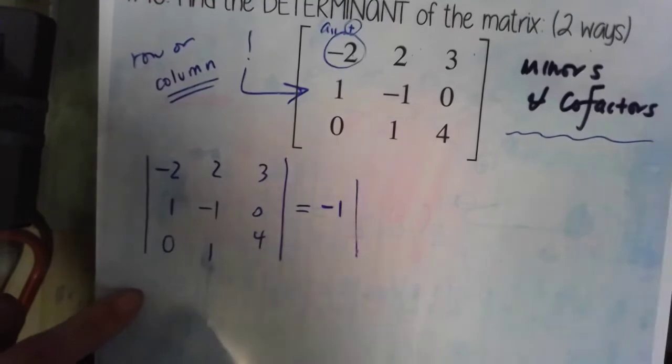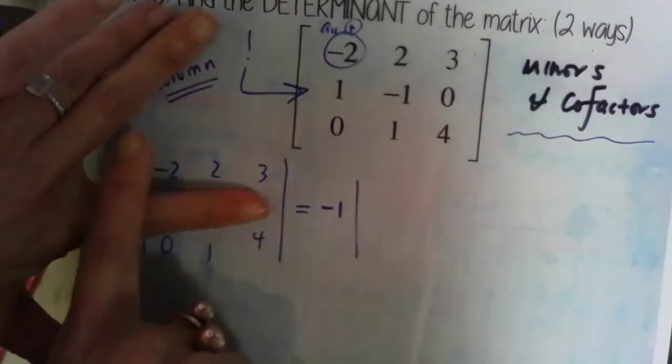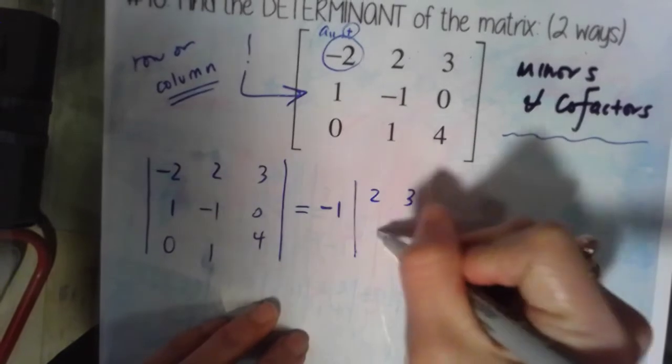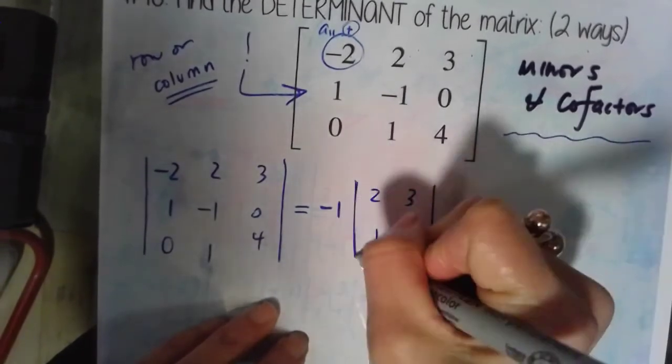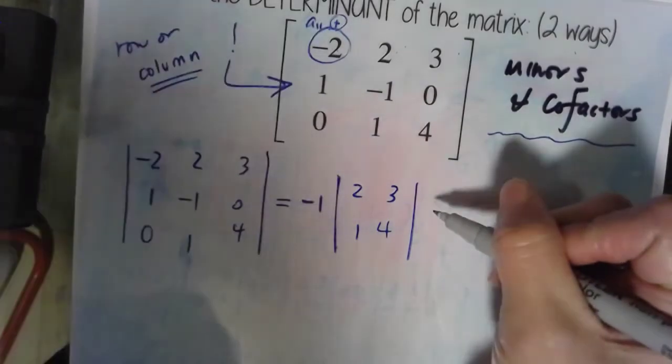What am I left with? Oh, sorry, I'm using the wrong row. So I'm covering up this row here and this column here. What am I left with? 2, 3, 1, 4 is correct. So I'm going to make a minor 2, 3, 1, 4. That's a 2 by 2 matrix that I'm going to find the determinant for, which you know how to do.